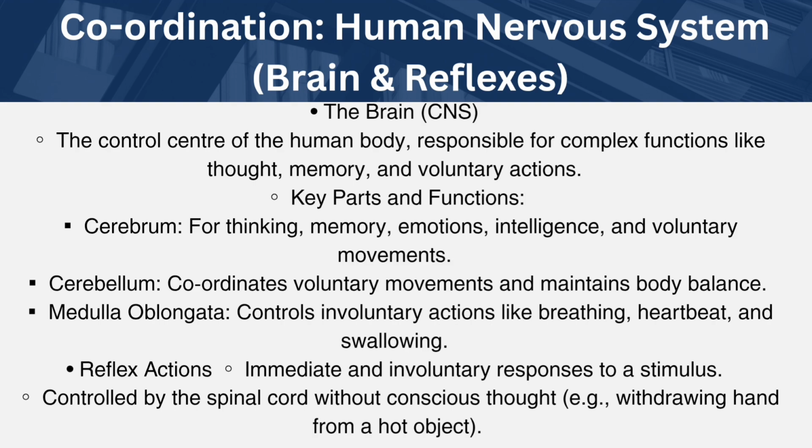The brain is the control center for thoughts, memories, and voluntary actions. Cerebrum handles thinking, emotions, intelligence, and voluntary movements. Cerebellum helps in balancing the body and coordinating movements. Medulla oblongata manages involuntary activities like breathing and heartbeat.